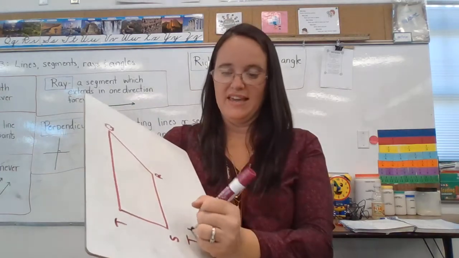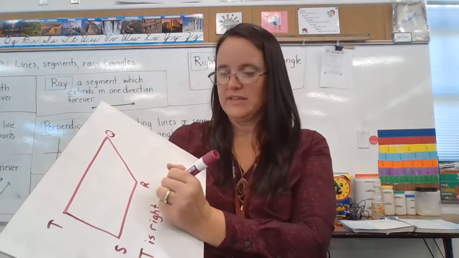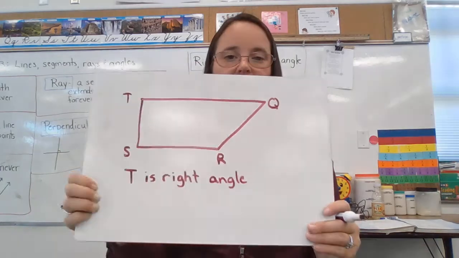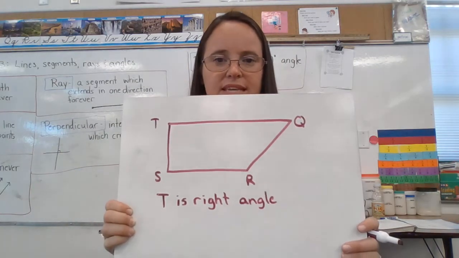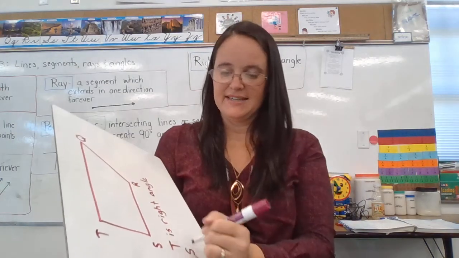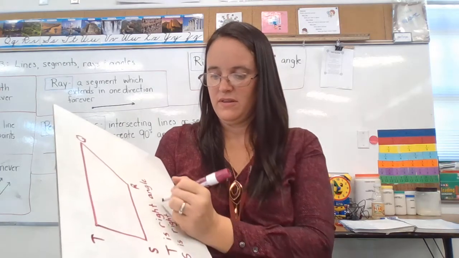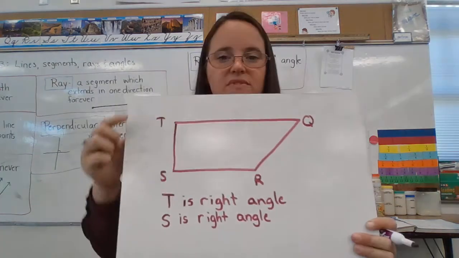T is right. It's a right angle. You can say just right, or you can spell out angle. T is a right angle. I see another right angle in this shape. Do you see it? S. S is also a right angle. Okay, so we've done T and S.